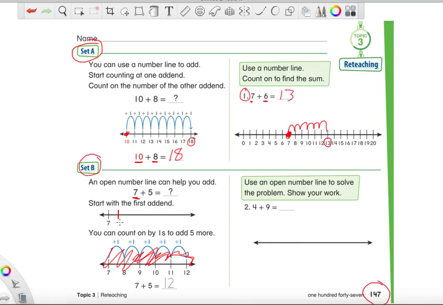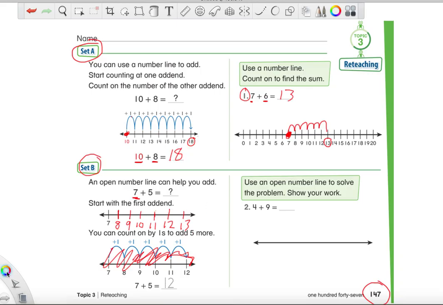So after 7, we have 8. After 8, we have 9. So we're just counting on one at a time to make our number line. That's all we're doing. So 7, 8, 9, 10, 11, 12, 13. Okay? So that should be enough, going up to 13.